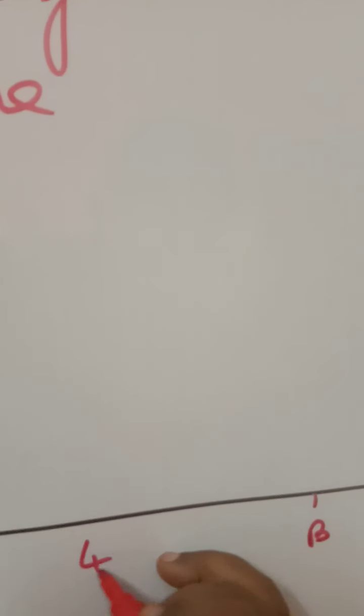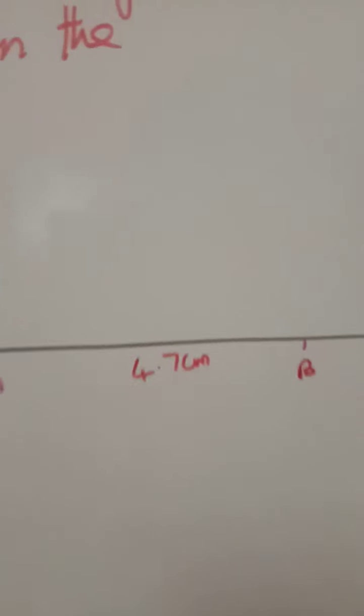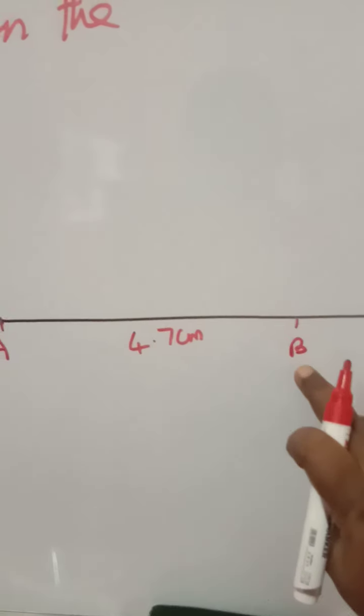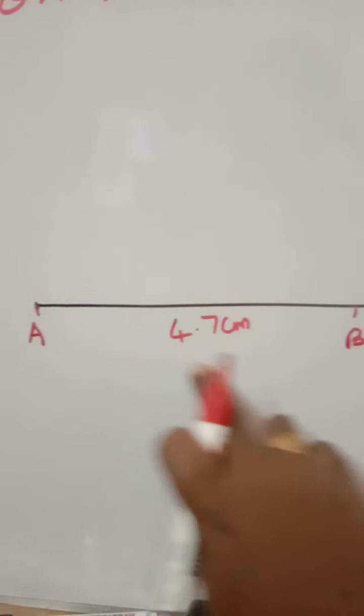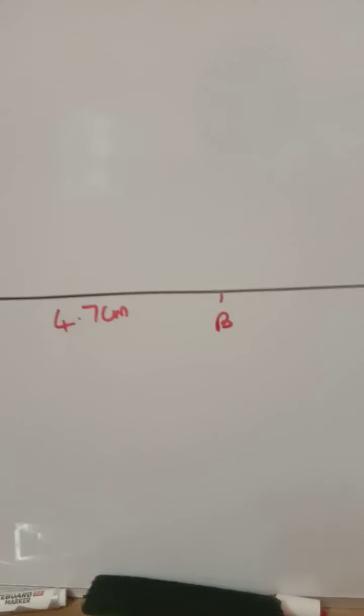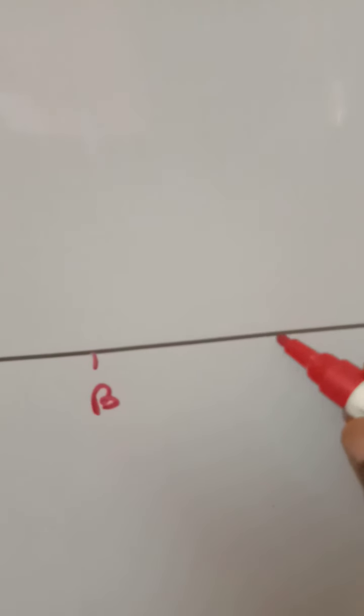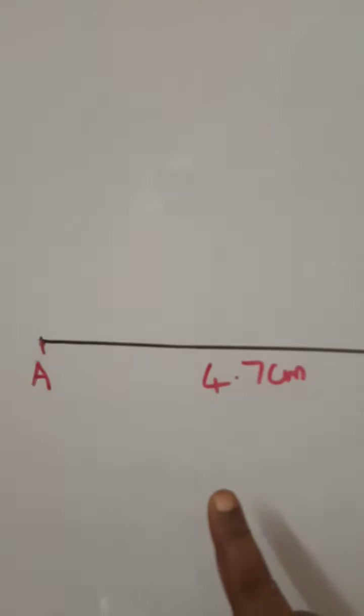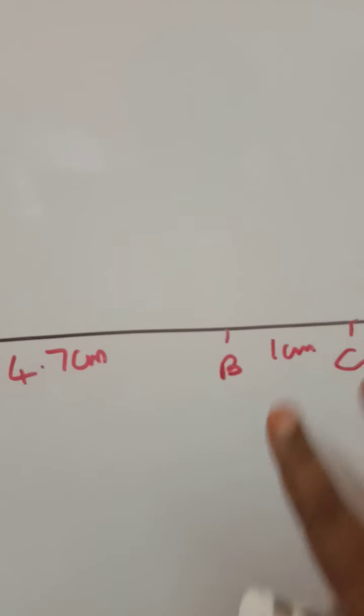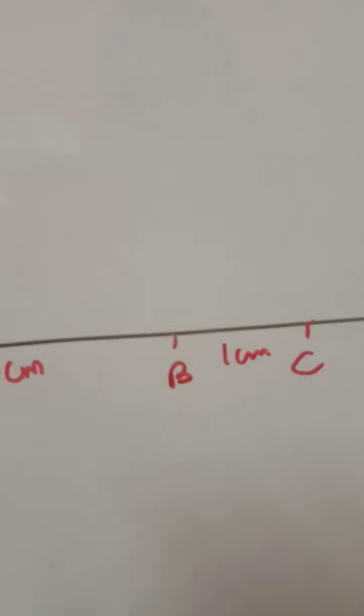From A, 4.7 is given in the question. So mark a point B such that AB equals 4.7 centimeter. From A, mark point B using a scale such that AB is 4.7 centimeter. From B to C, mark 1 centimeter from B and mention it as C. This 4.7 centimeter is from the question, and this 1 centimeter is the same for all the sums.